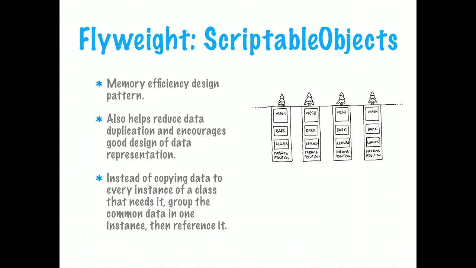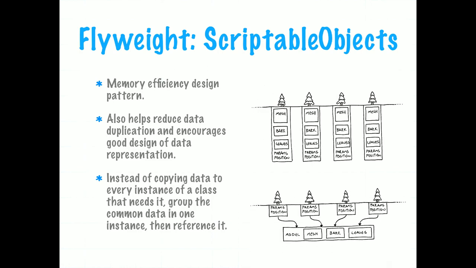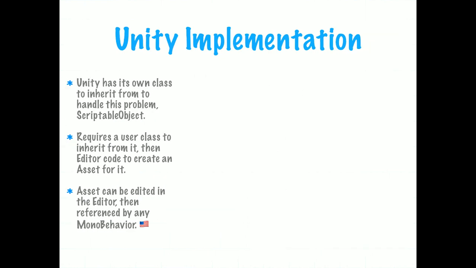So basically, it's very simple. Instead of copying data to every instance of a class, we have a bunch of trees here, which have a mesh, bark, leaves, and then you have some position, let's say, of params. These mesh, bark, and leaves for all of them are probably going to be the same. And so all you do is you keep the different data in different trees, and then you have a reference to the common data, which is the model, mesh, bark, and leaves. Pretty simple. And Unity does this for you automatically with something called a scriptable object.